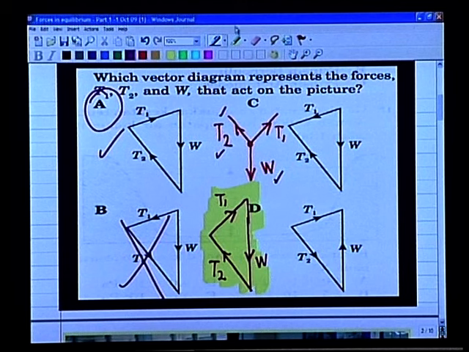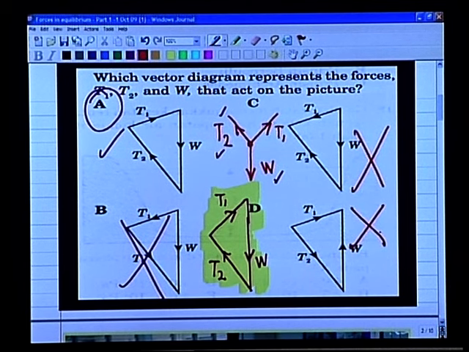Okay. Let me use another color. Alright. So this is wrong. Now take a look at C. W goes down, T2 goes up. What about T1? It is not in a cycle, so this is wrong. Look at answer D. T1 goes up, and then W goes up. It is not even in a cycle, and this is wrong.